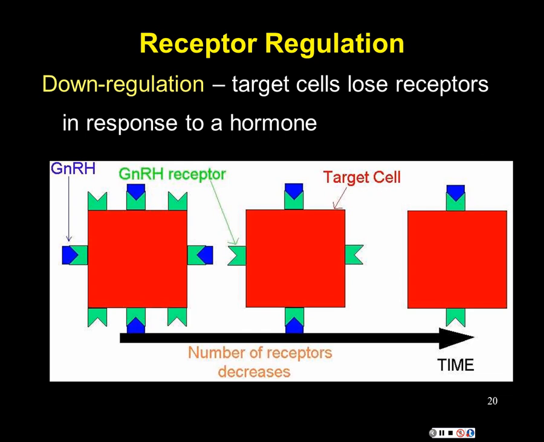Those words are, I think, okay, aren't they? Upregulation, adding what? Adding receptors. I can also downregulate, remove receptors.